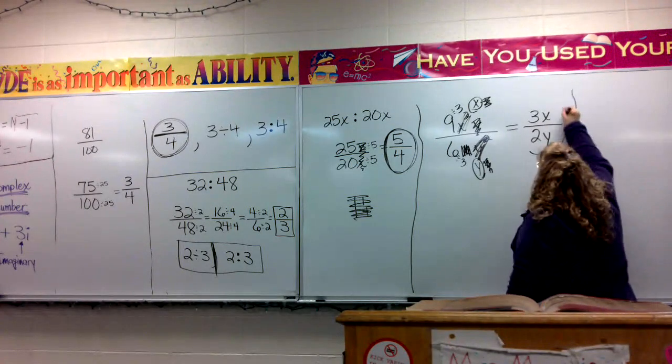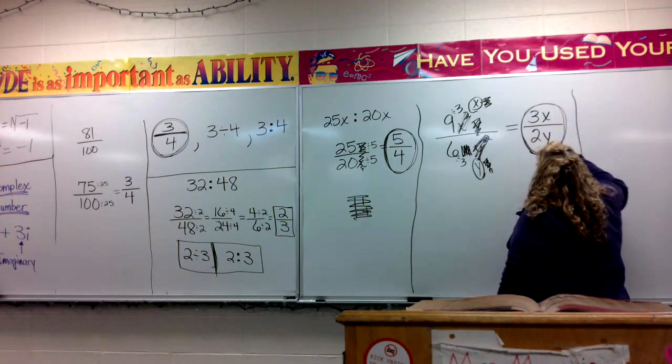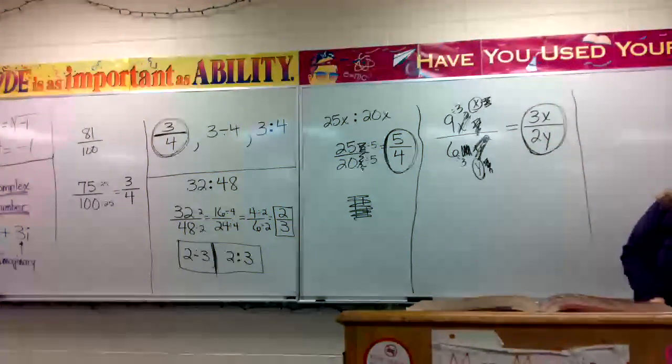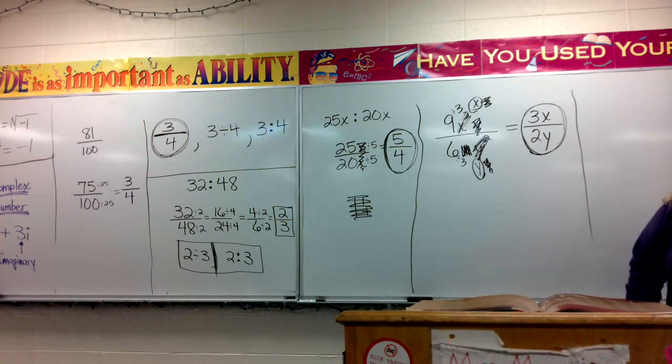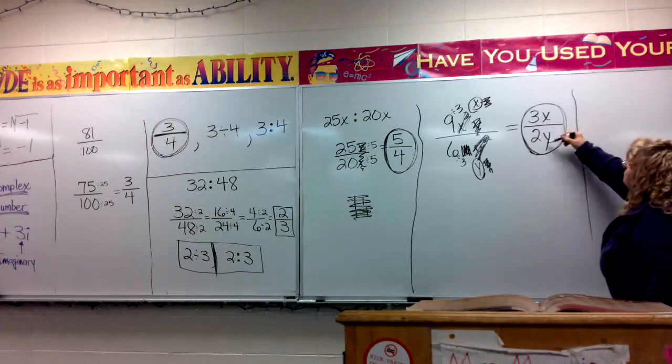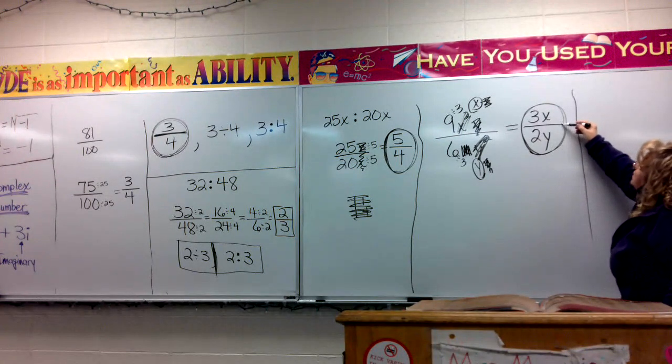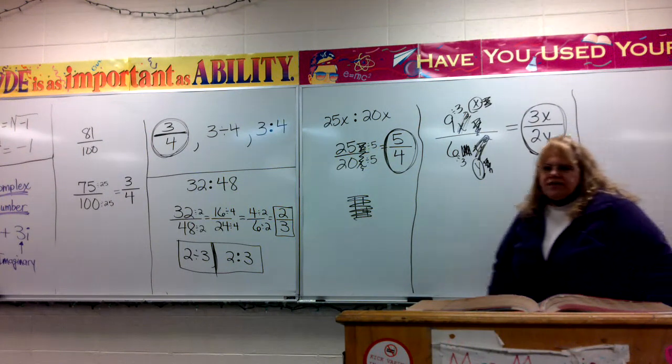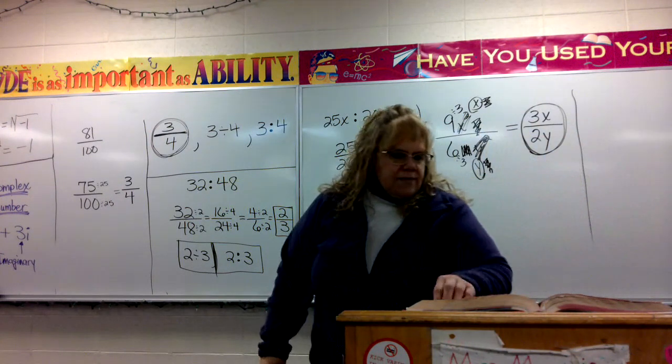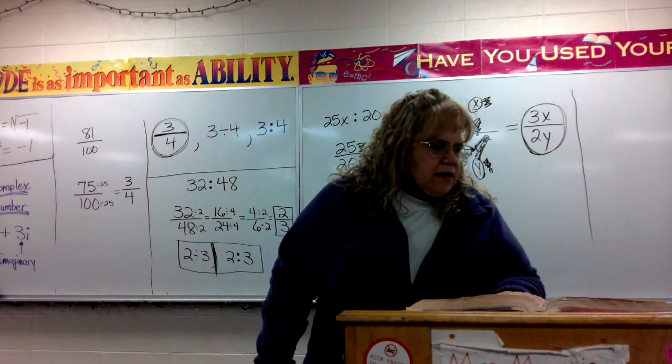So this would be a ratio then. It's basically just reducing a fraction. But the ratio is 3x to 2y is your ratio there. Anybody with questions so far?